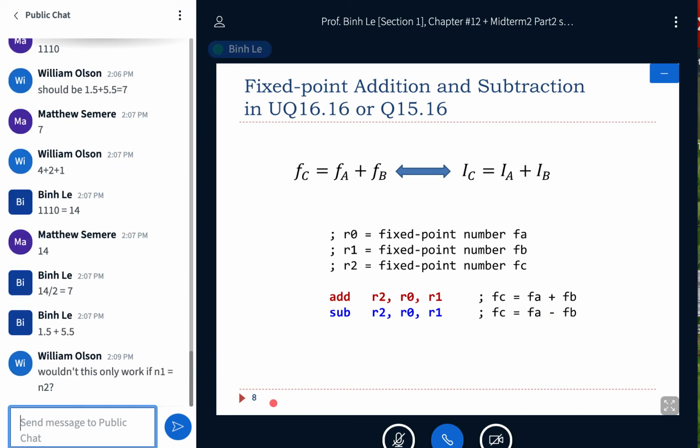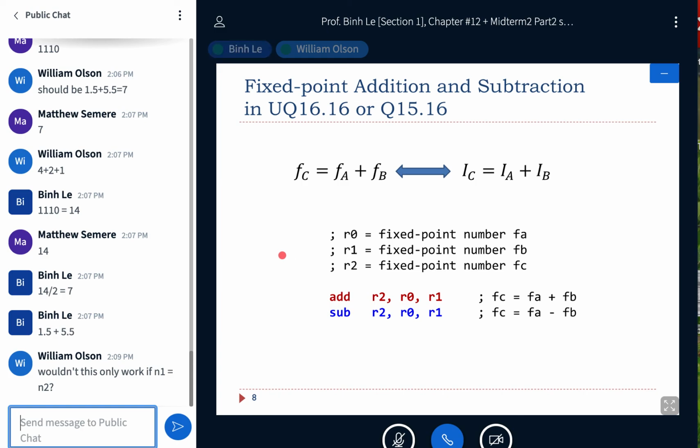Understand? Let me answer. William asked, wouldn't this only work if n1 equals n2, as in the UQ formats? Oh, of course. That's a good point. They have to use the same representation, of course. You can't say sometimes I will use 16 bits for the fraction and some other time 15. It doesn't work for the whole program. You have to implicitly assume that the number of bits for the fraction is fixed, 16 in this case, for example.